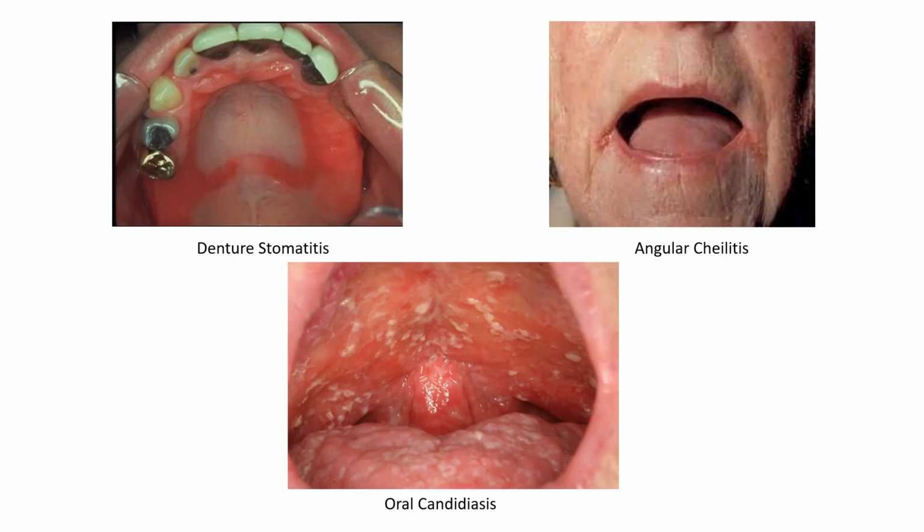Now, there are a few conditions which are associated with the use of a denture or edentulism. You have denture stomatitis. A patient is wearing a denture and the area below the denture placement is affected, is inflamed. Similarly, patients with a full mouth loss of teeth will have angular cheilitis. Similarly, oral candidiasis. All these conditions are predisposed by the use of a denture or due to complete edentulism.